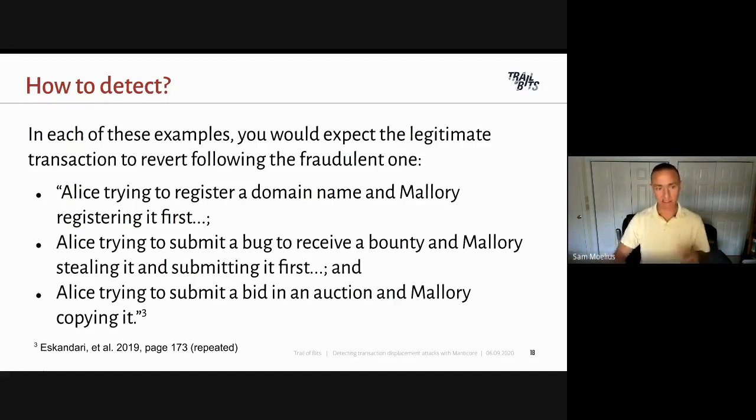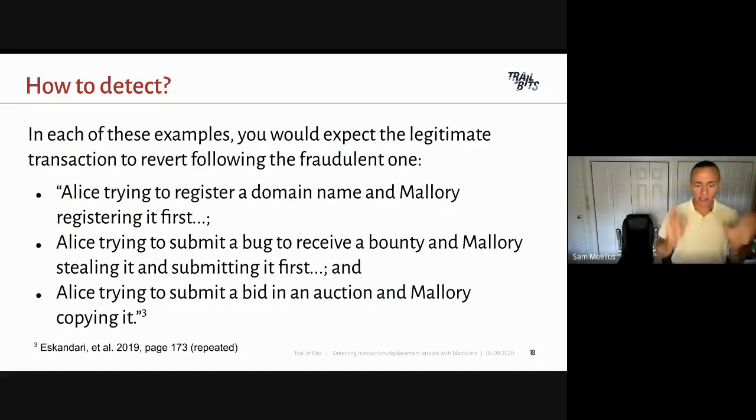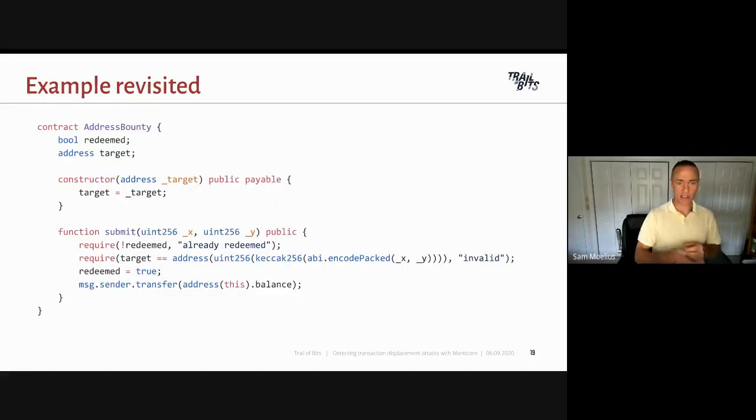And in the last case, if Alice were to try to submit a bid of the same value as what Mallory submitted, you would expect an error message to the effect of: bid must be higher than current bid. All right, and just to help drive this point home, this property is also exhibited by the contract I showed you earlier, in the fact that the reward could only be given out once. Now, I want to be clear, I designed it to have this property, but this contract has that property just the same. And so we can use this property to try to detect contracts that are susceptible to transaction displacement attacks.